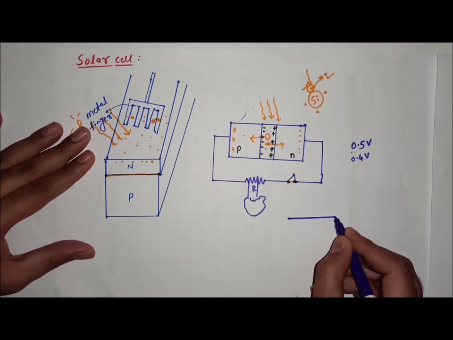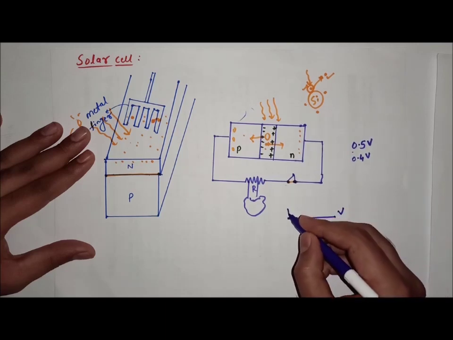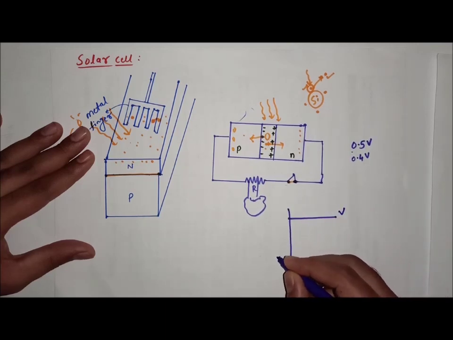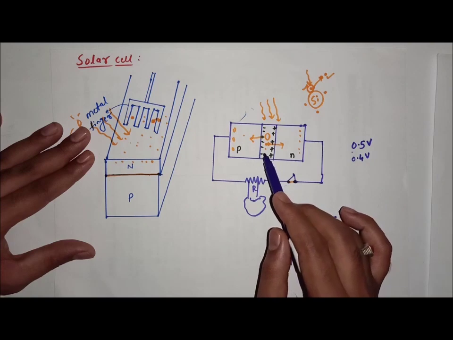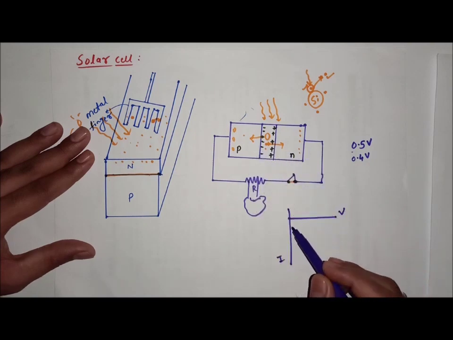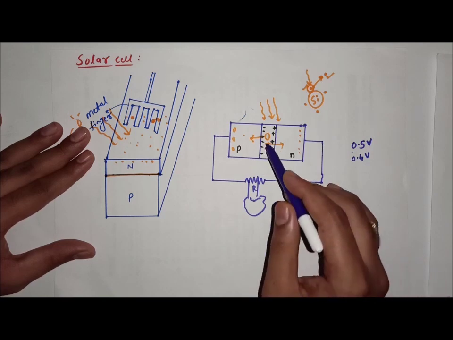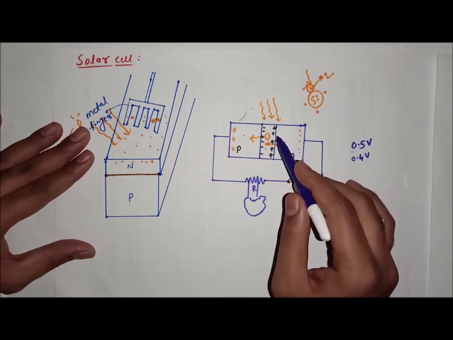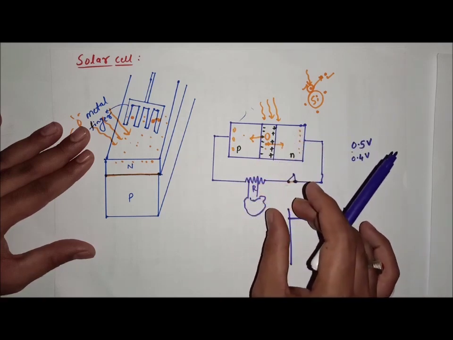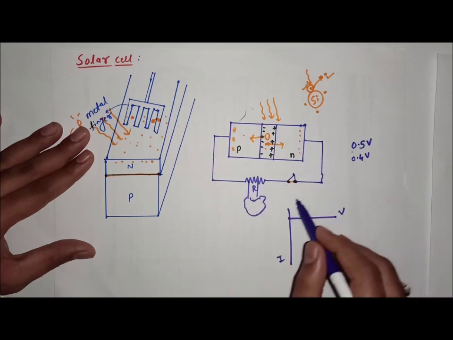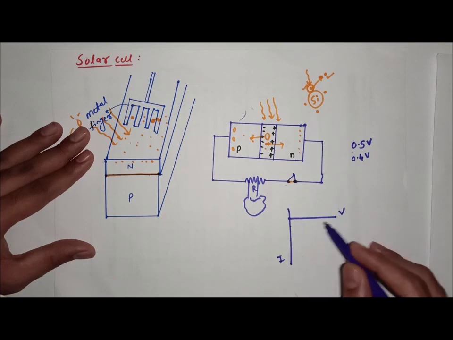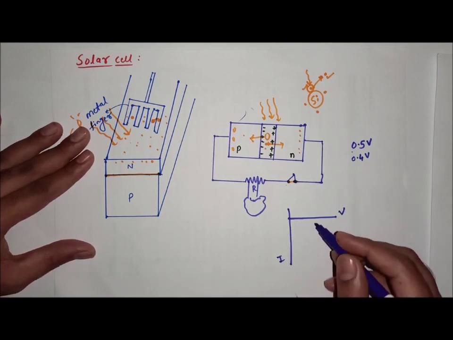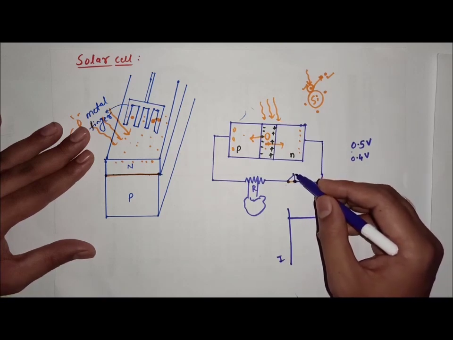Suppose you take the voltage here and current here, in the fourth quadrant you have to plot it. Why? Because instead of receiving the power, it produces the power itself, and for such devices we always have to plot the graph in the fourth quadrant, because we are not connecting any battery to it, right? There is no battery connected, so for such devices we plot the VI characteristic in the fourth quadrant.